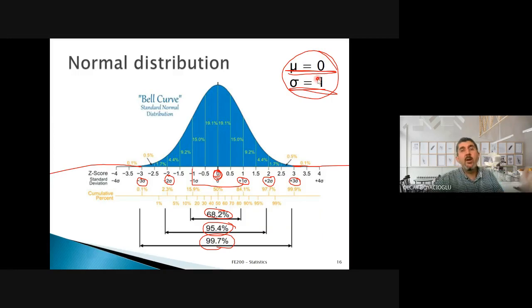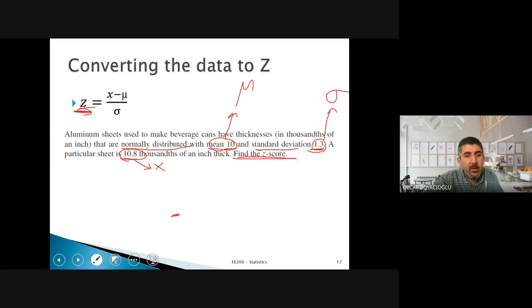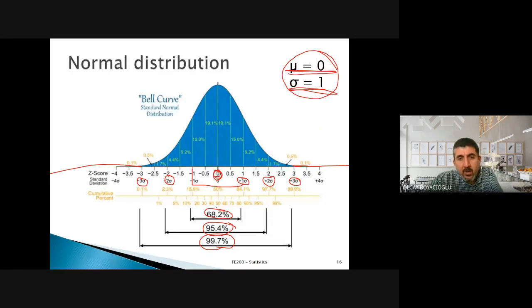Okay, now we are in the z world, because we converted the value 10.8 to the z-score. That means 0.62, okay? What is 0.62? See, look at, this is 0.5. 0.62 would be somewhere here, okay?